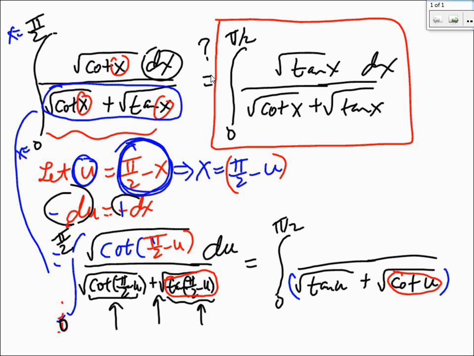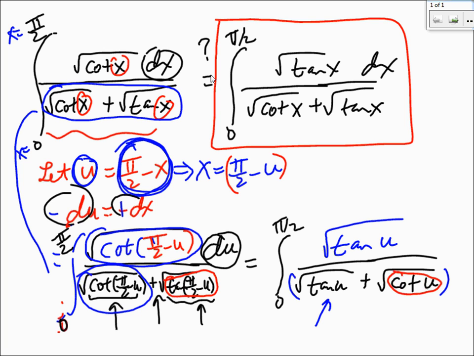And here's the beauty. As we just noticed right over here, the square root of cotangent of pi over 2 minus u is just the square root of tan u. But I have it again on the top, right here. That's just the square root of the tangent of u. Okay. Now, one last thing, times du.